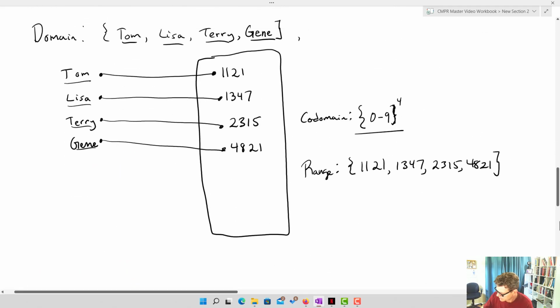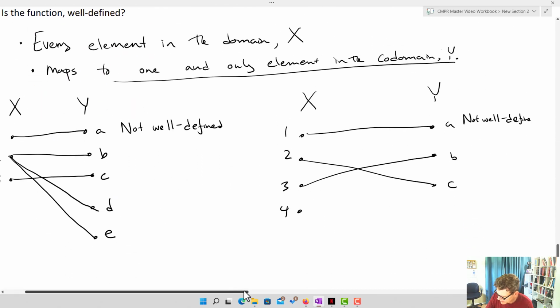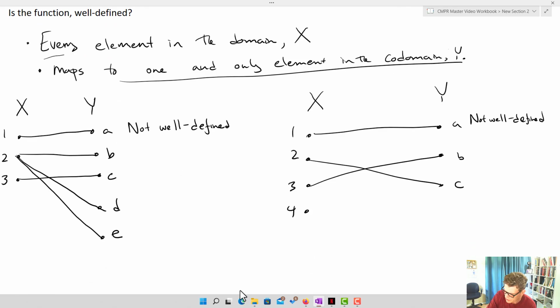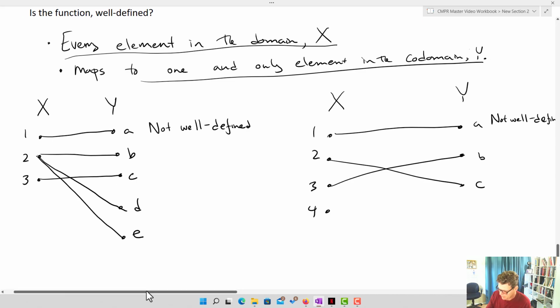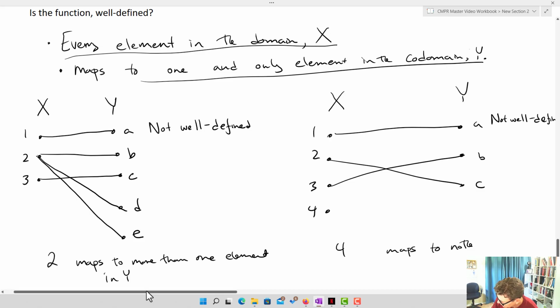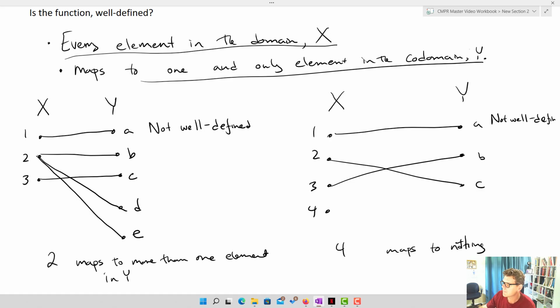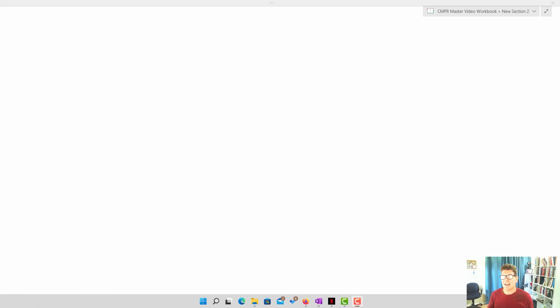And that violates the second condition. Or, excuse me, that violates the first condition, every element in the domain X. Because that's an element in the domain X that doesn't map to anything. Okay? So, on the one hand, 2 maps to more than one element in Y. And then we have 4 maps to nothing, is my other one. If either one of these things happens, then what we have is a not well-defined function. So arrow diagrams make these things kind of easy to work with.